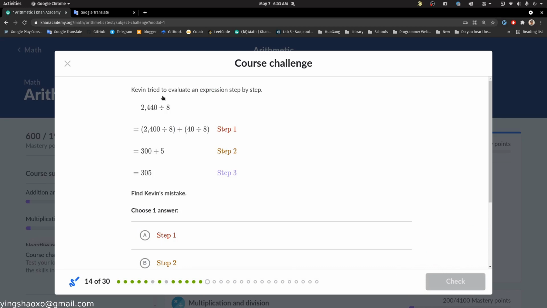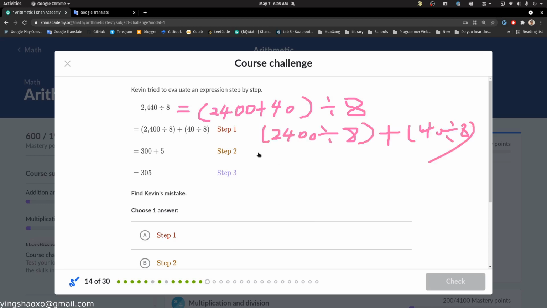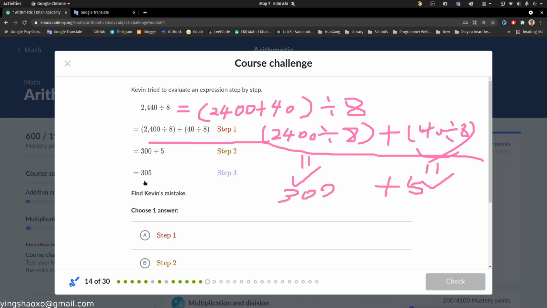For this one, Kevin tried to evaluate an expression step by step. Find his mistake. Okay, this is a tough problem. If we want to rewrite this expression, we could rewrite it like this. Okay, for this one, it's correct. If we want to separate it, we could probably do something like this. It's a little bit slow dragging it using my mouse. Okay, so the first step is correct. For the second one, this part is correct. And this one is also correct. So 300 plus 5, that would be this answer.